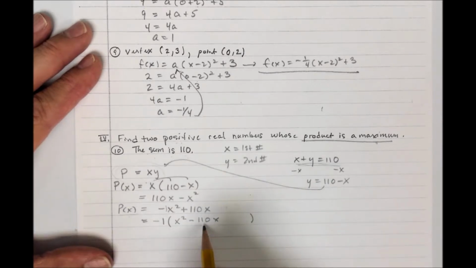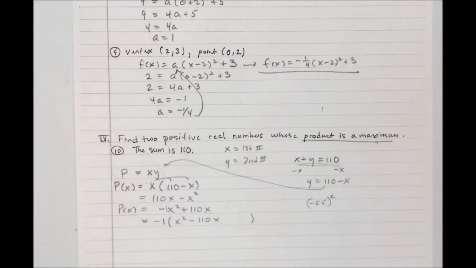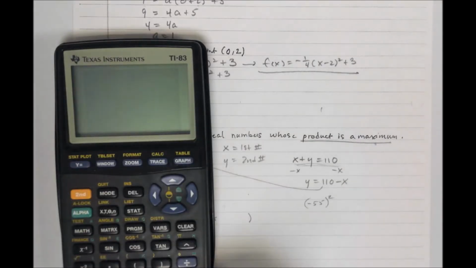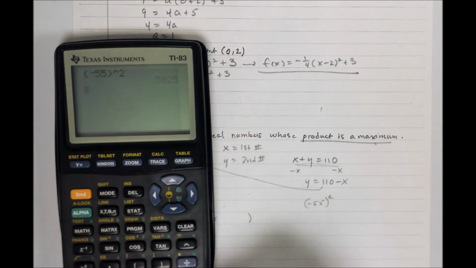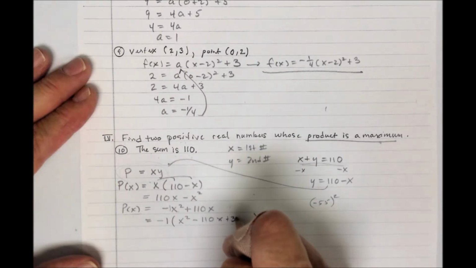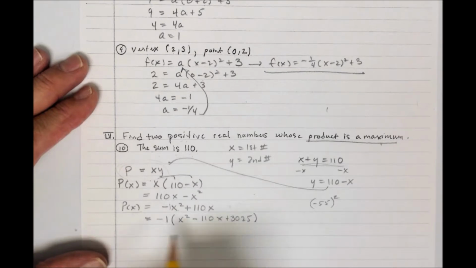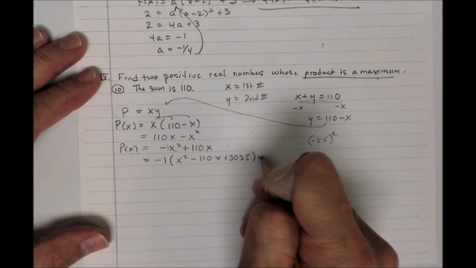So I have to take half of this number, which is negative 55, and then I have to square it. Now, I don't know what that one is, but I did remember to bring my calculator with me today. So let me clear that out. And that would be negative 55 raised to the second power, 3025, plus 3025. Now, if I add 3025, I really didn't add it because of the negative 1 right there. I subtracted it, so I'd have to add it on the end.